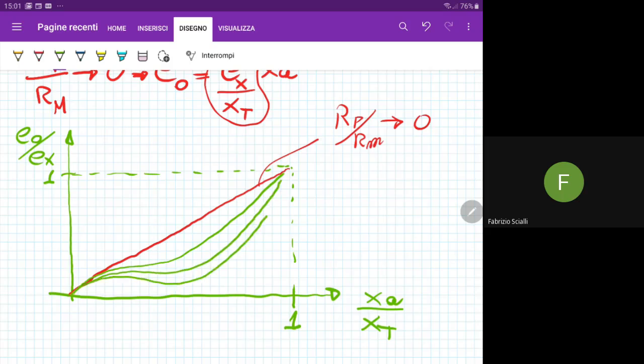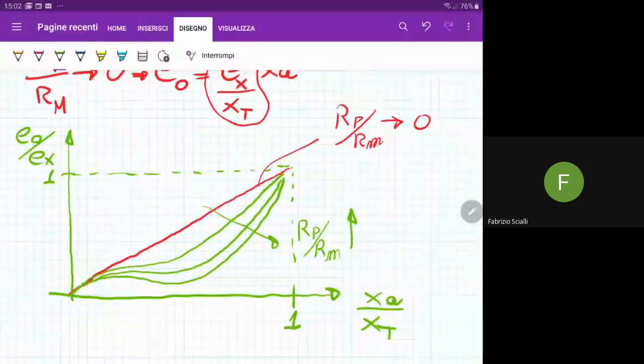I am emphasizing a little bit, okay? So that we are having here increasing value of the Rp over Rm. When I'm using this symbol, then now should appear. I'm saying that the Rp over Rm is increasing, corresponding to the different curves as the arrow is pointing.